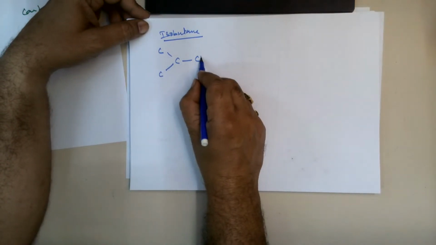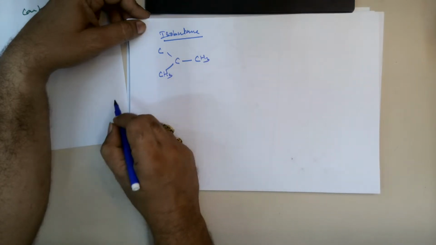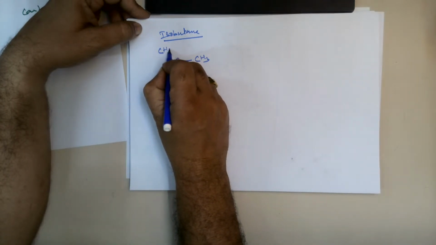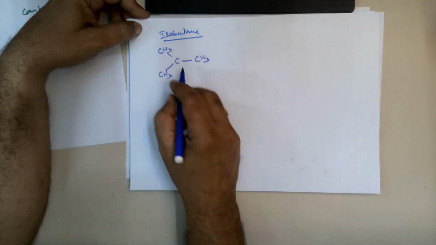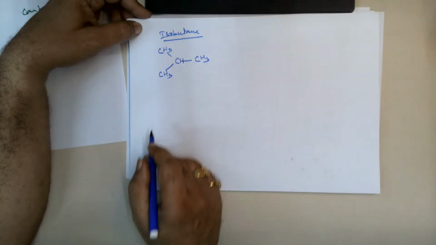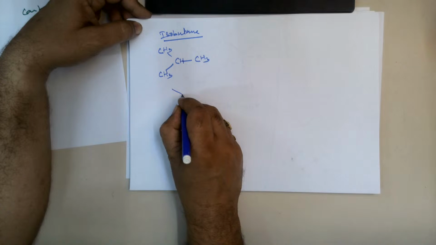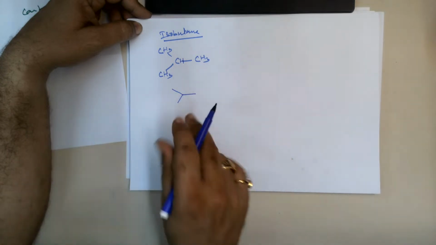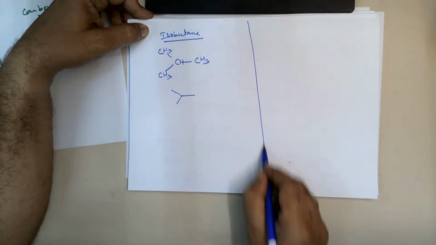So, 1 CH3, 1 CH3, 1 bond, so CH3. Is it not? So each carbon has got 4. And what about this? You can put hydrogen only. So how to represent this by a simple bond line? You can simply represent like this. So this represents isobutane.